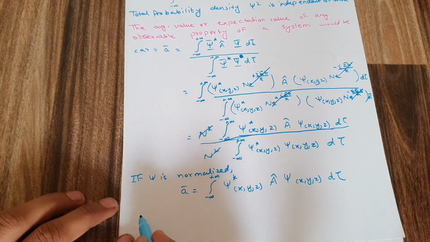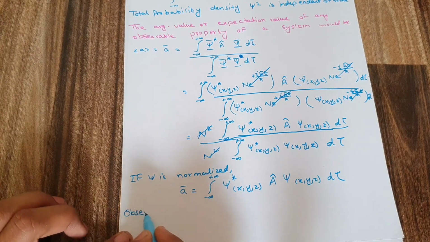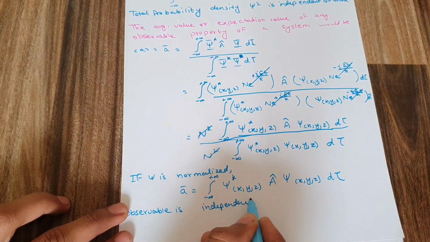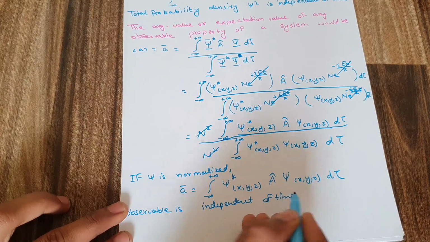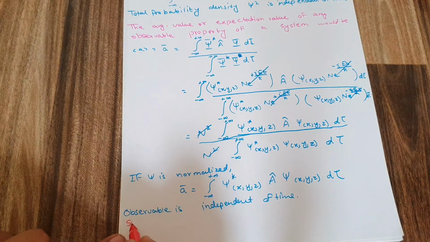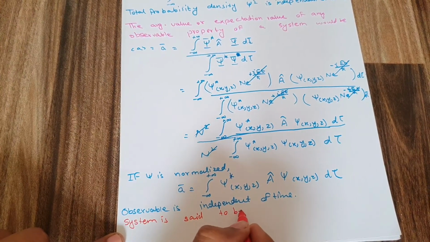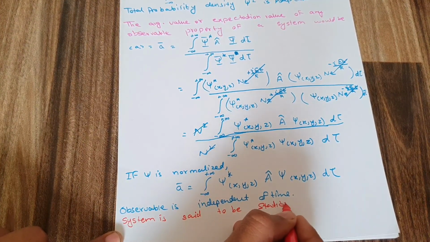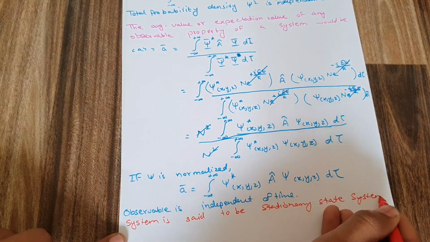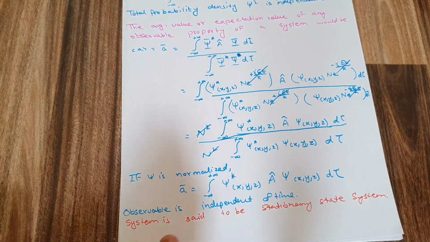Since my observable is independent of time, I can say that this system is said to be a stationary state system. What does it mean? It means that all of its properties can be obtained by solving the time independent Schrodinger wave equation.